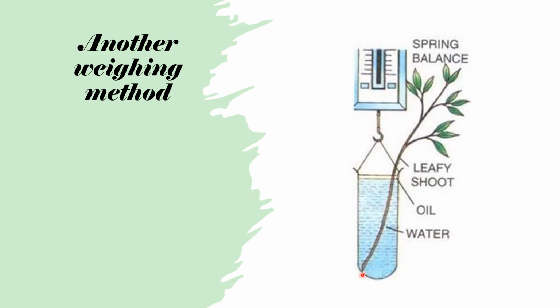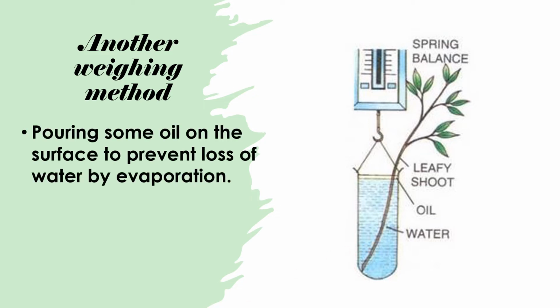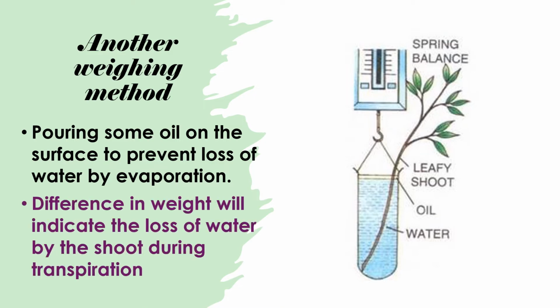Since there are no roots, you can see there are no roots here, let's say there is no active absorption of water. Then the loss of water through transpiration will be much less. Then here you have to know pouring some oil on the surface is to prevent the loss of water by evaporation. That is a very important point. Another point you have to remember here: difference in weight will indicate the loss of water by the shoot during transpiration.